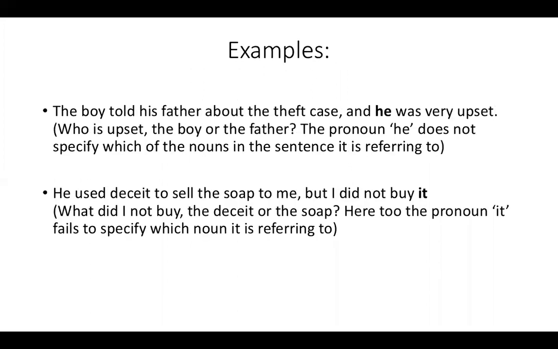Examples: the boy told his father about the theft case and he was upset. Who is upset, the boy or the father? The pronoun he does not specify which of the nouns in the sentence it is referring to. He used deceit to sell the soap to me, but I did not buy it. What did I not buy? The deceit or the soap? So here too, the pronoun it fails to specify which noun it is referring to. So this is why it is called referential ambiguity.